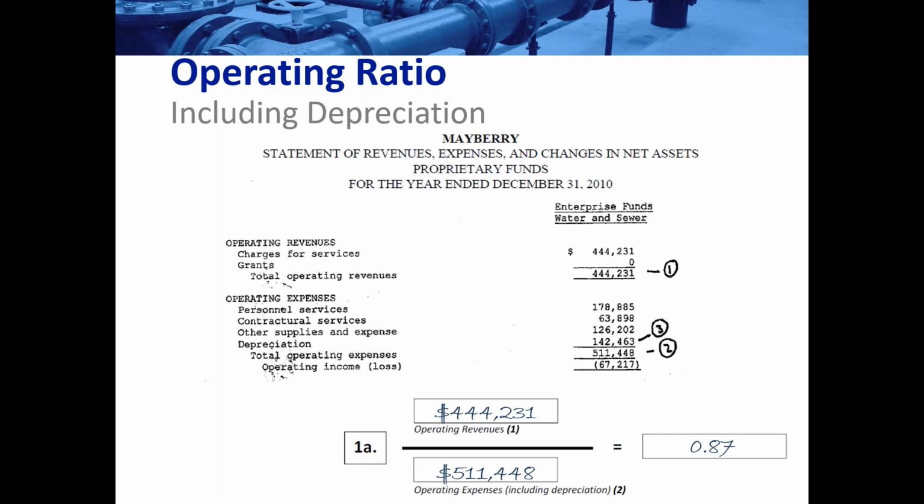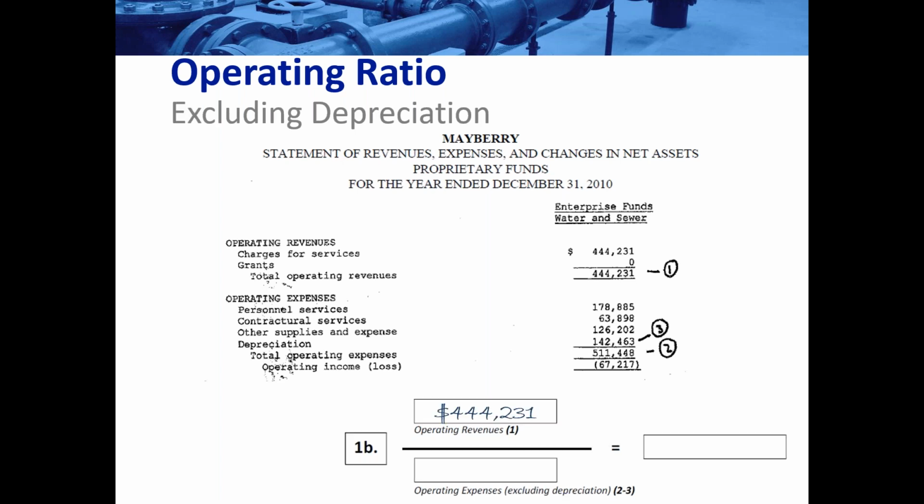So for this example, their expenses exceeded their revenues, so the ratio is less than 1, which is a bad thing. If you exclude depreciation, you can see that depreciation is one of the line items under operating expenses. So you just need to take the total operating expenses, subtract out depreciation, and calculate the denominator that way, and calculate what the ratio is. So in this case, this system has enough revenues to pay for operations and maintenance, but not enough to pay for operations, maintenance, and depreciation.